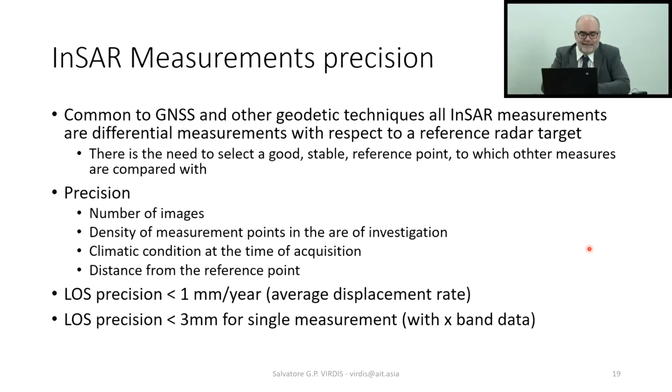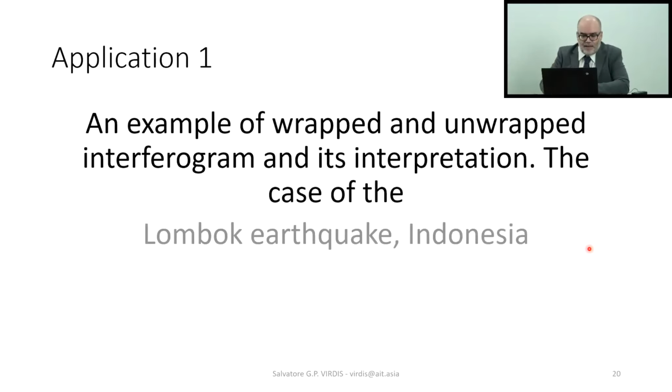But in practice, we are talking about a precision of about 1 millimeter per year whenever we look at displacement rates or velocities. And we are talking about a line of sight precision of 3 millimeters whenever we talk about a single measure. So these are the two main products when we measure displacement with InSAR: we measure displacements and we measure displacement rates, so displacement in time.